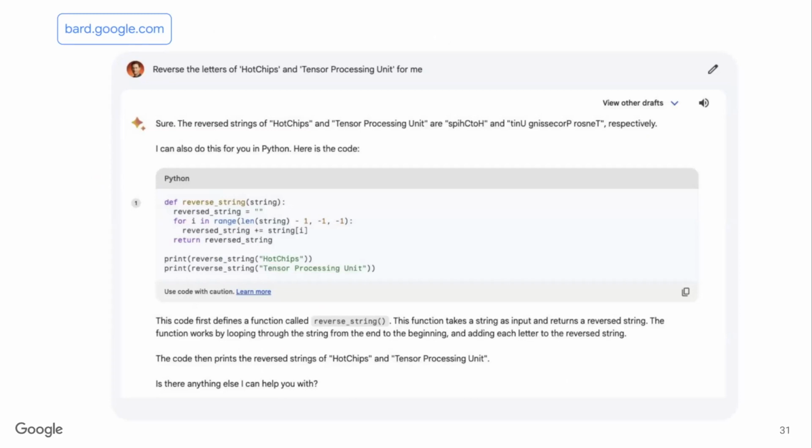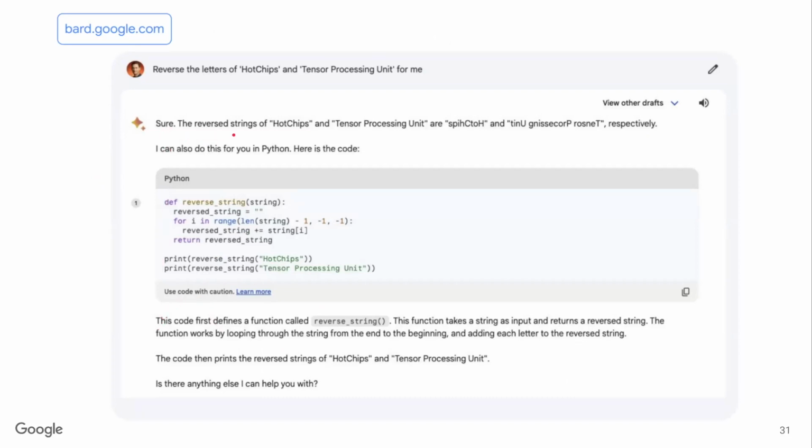We have to show Bard since it's been out for a few months now. These are some examples. That's a picture of Jeff Dean, if you don't recognize him. Some of the things that Bard can do right now. Bard is Google's ChatGPT for anybody that doesn't play around with these things. And Jeff asked, reverse the letters of hot chips and tensor processing unit for me.